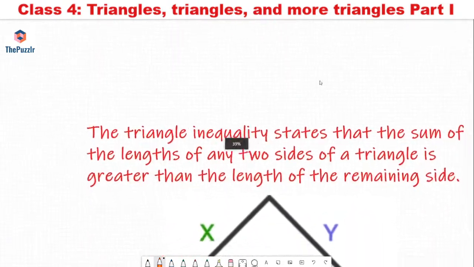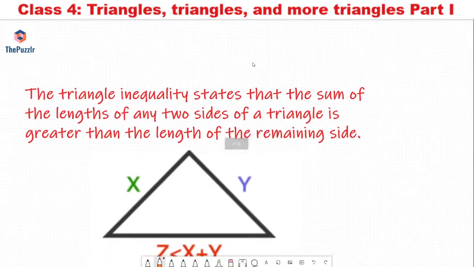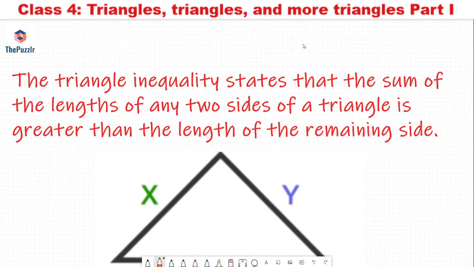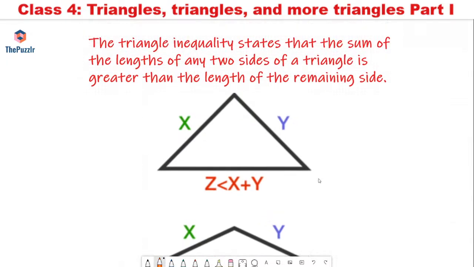And now we're going to be doing something called the triangle inequality. This is actually sort of advanced. It appears in the AMC8, but the problems can get really, really hard. The triangle inequality is very simple. It states that the sum of the lengths of any two sides of a triangle is greater than the length of the remaining side. Right? So we have x plus y is greater than z.